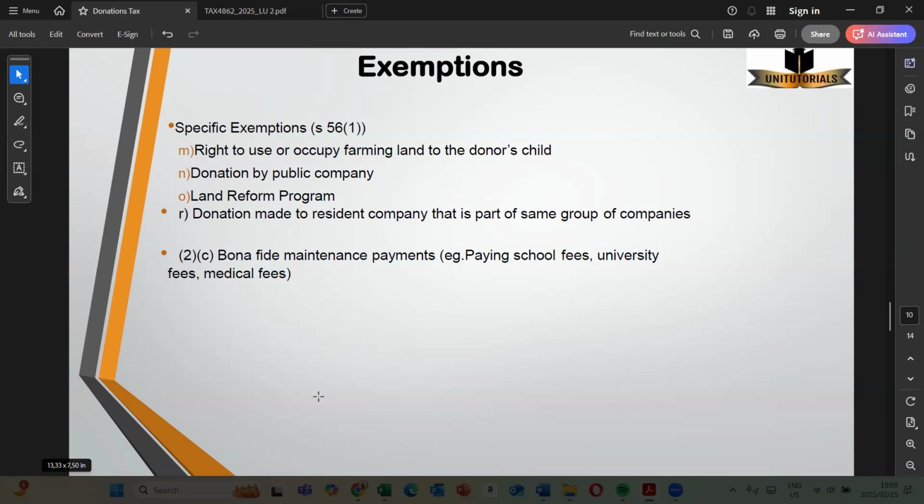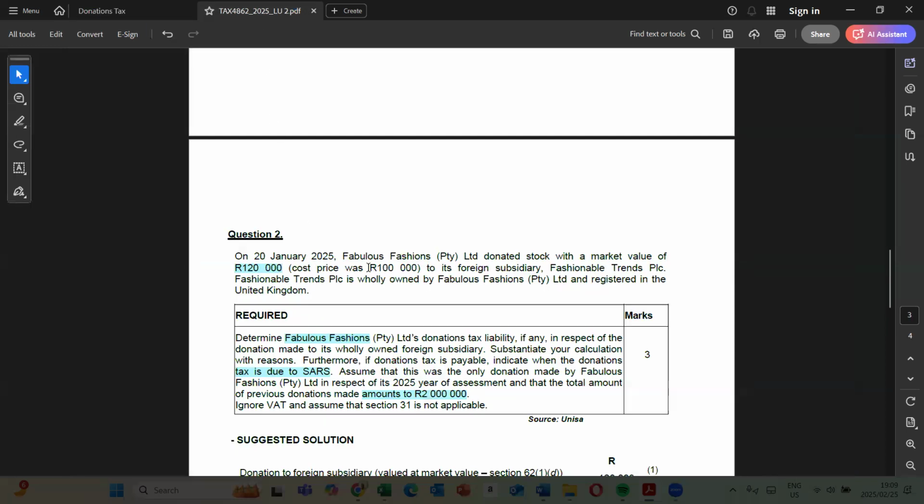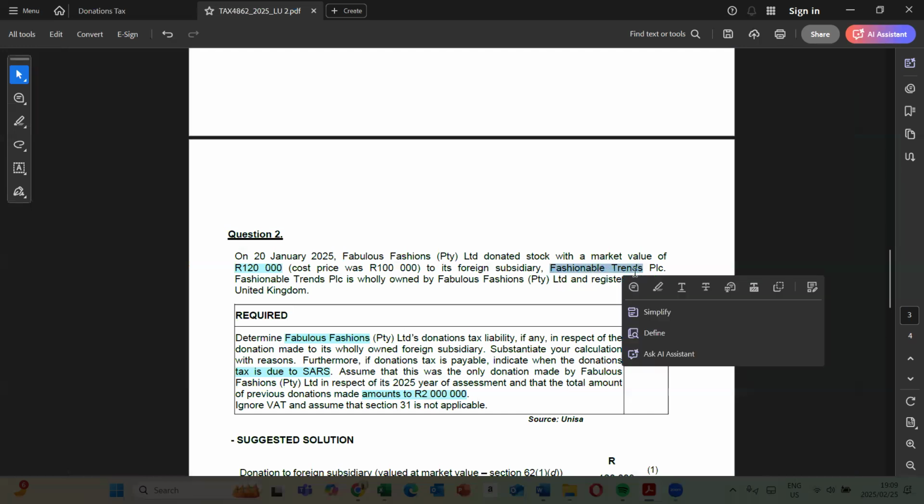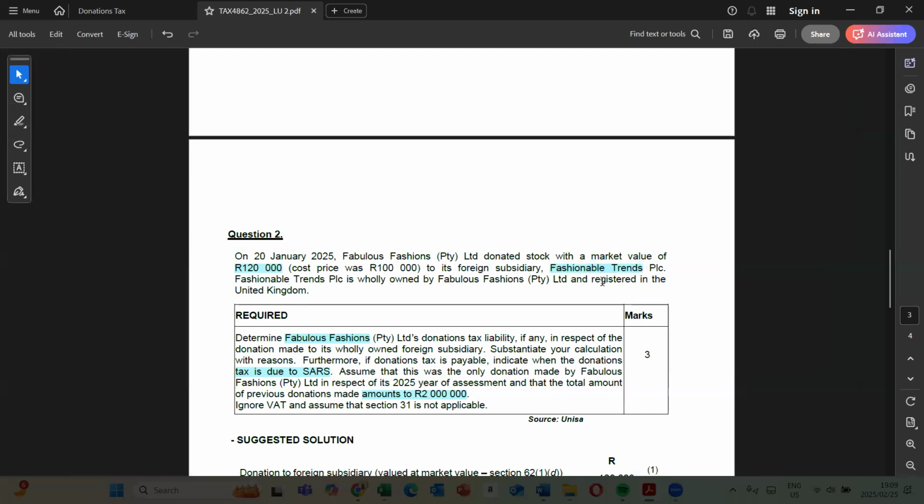Now, this section talks about a donation made to a resident company. In other words, the donee needs to be a resident company, a donation by a company to any other company that is a resident. So now let's look at this. Is Fabulous donating to a resident company? The subsidiary Fashion Trends forms part of the same group of companies. However, Fashion Trends is non-resident. That means the exemption is no longer applicable.